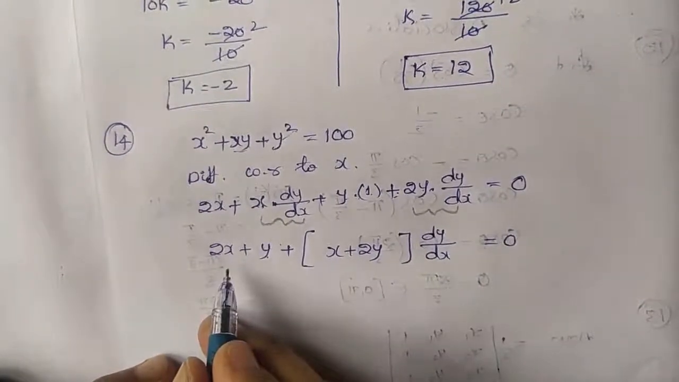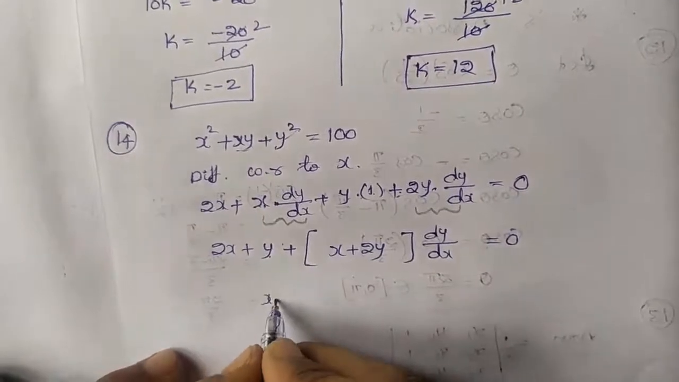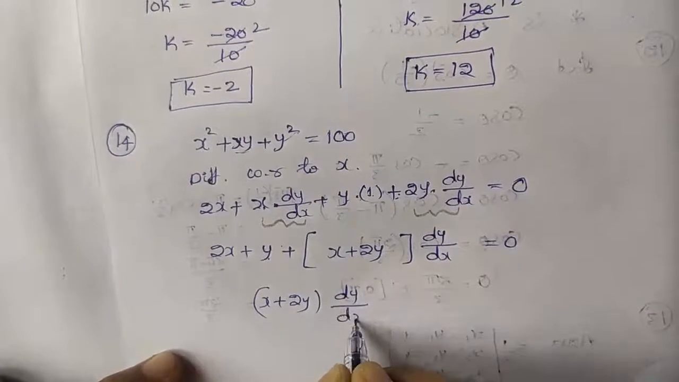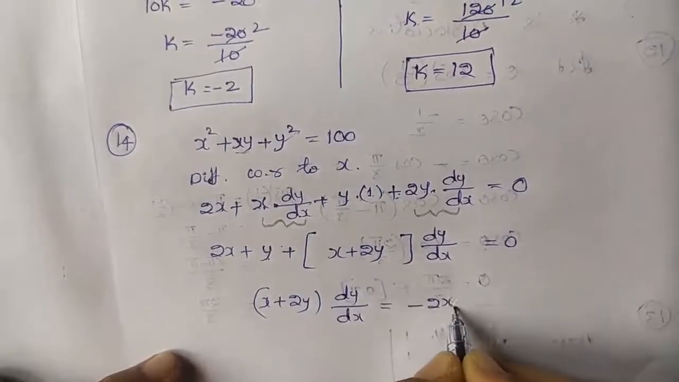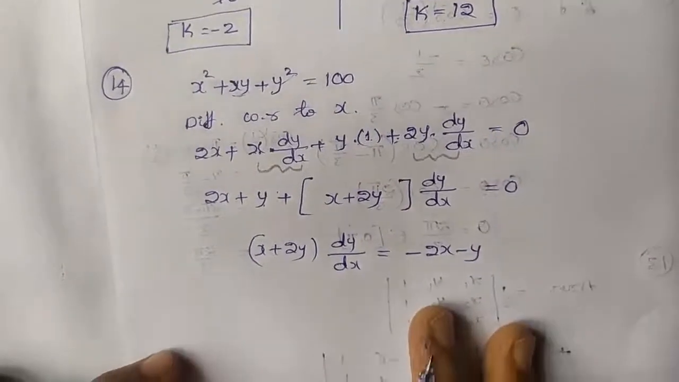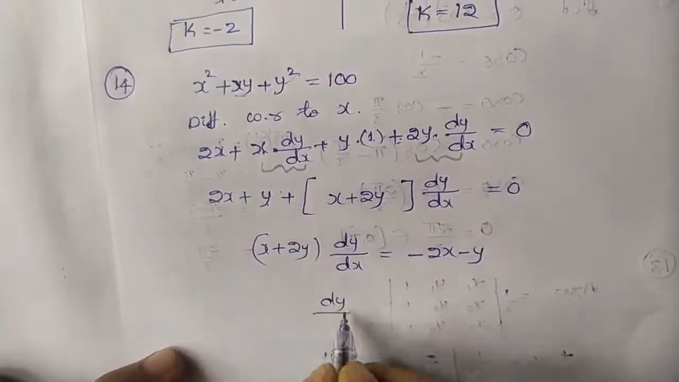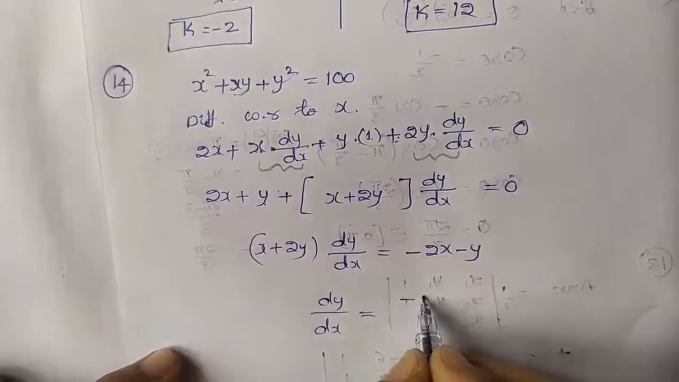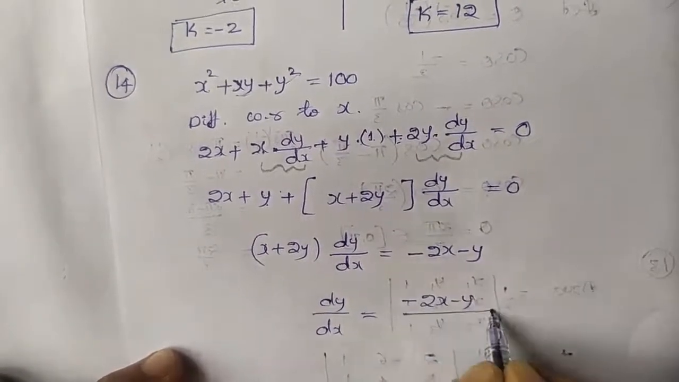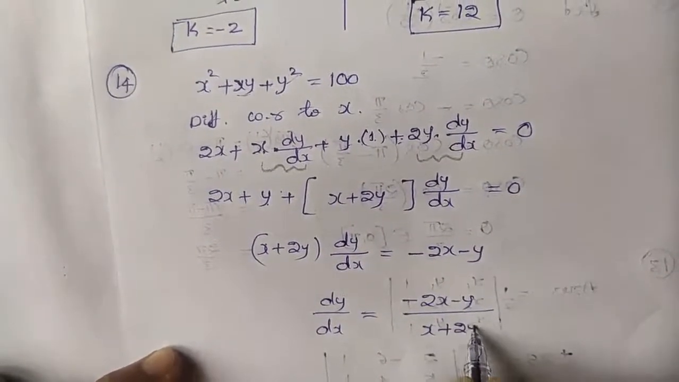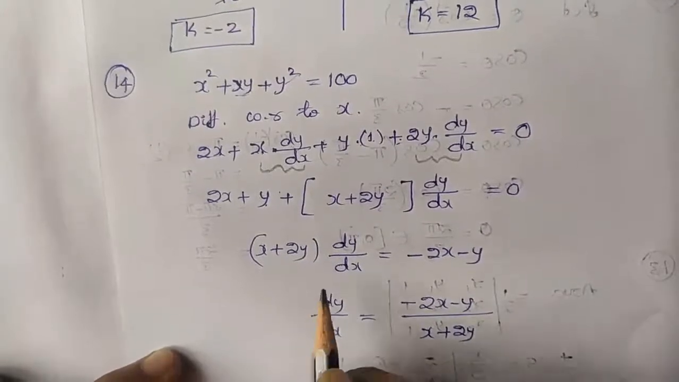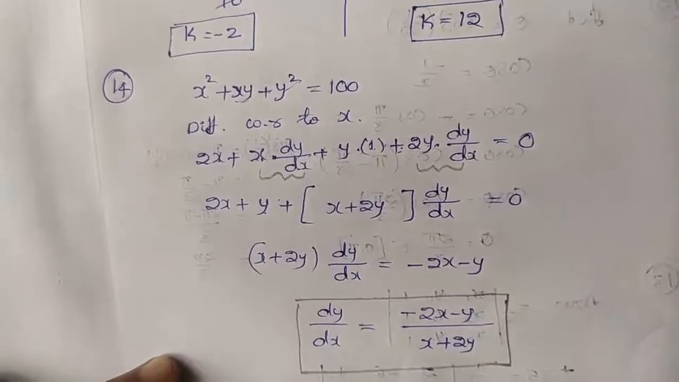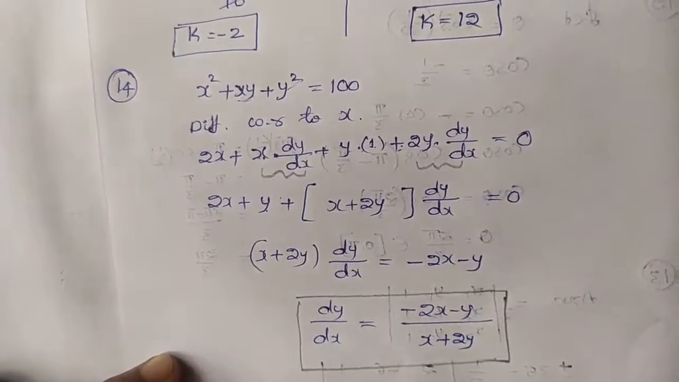Send this 2x plus y to the left, then that will be x plus 2y into dy by dx equals minus 2x minus y. We want dy by dx, therefore send this x plus 2y to the right, that will divide: dy by dx equals minus 2x minus y divided by x plus 2y. Hence we found dy by dx. Hence it is the solution for the 14th question.